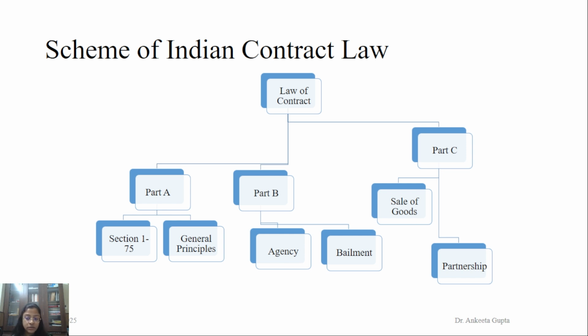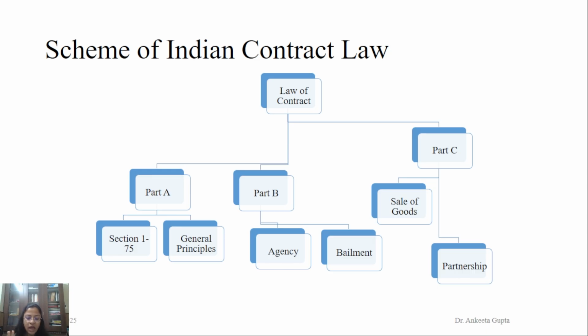Now, in 1930, it was the Partnership Act that was removed from your original law of contract, and it was created into a different statute. Similarly, the sale of goods was removed from the law of contract and created as a different statute. These decisions have essentially been taken with respect to ensuring a certain flexibility in terms of operations of the law of contract. What we are dealing with is the general principles under Part A and certain principles as laid down under Part B.